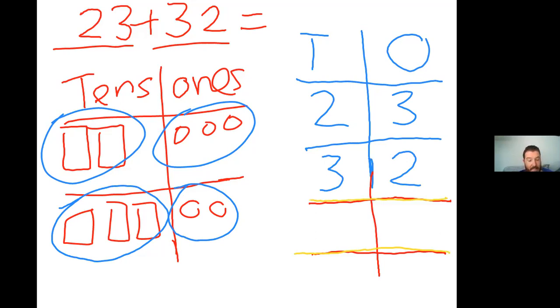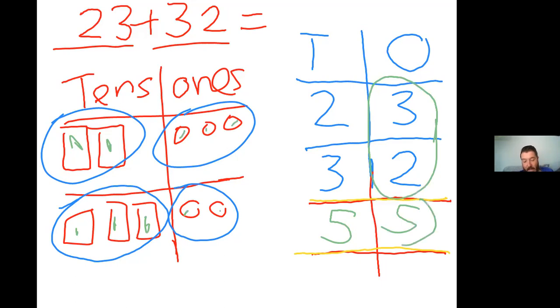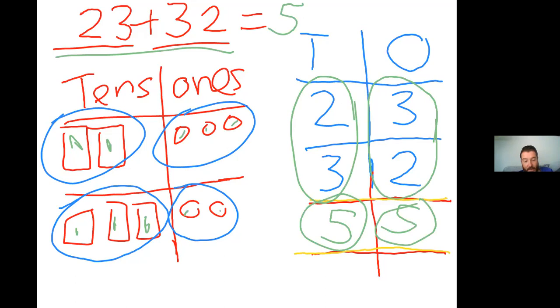So if I was to do this with my tens and ones, I'm going to count how many I've got in total, first of all. So remember, I go 10, 20, 30, 40, 50. 1, 2, 3, 4, 5. And what we've done there is we've added the 3 and the 2 to get 5, and we've added the 2 and the 3 to get 5. So 23 and 32 is 55.